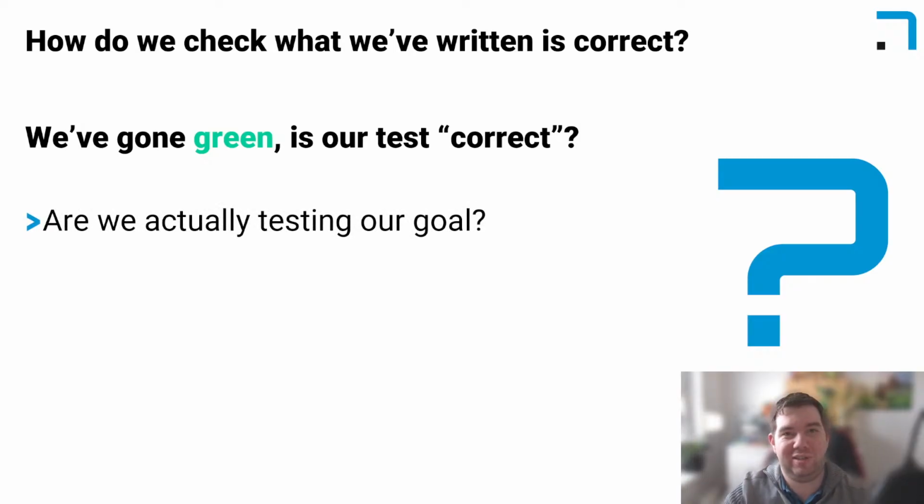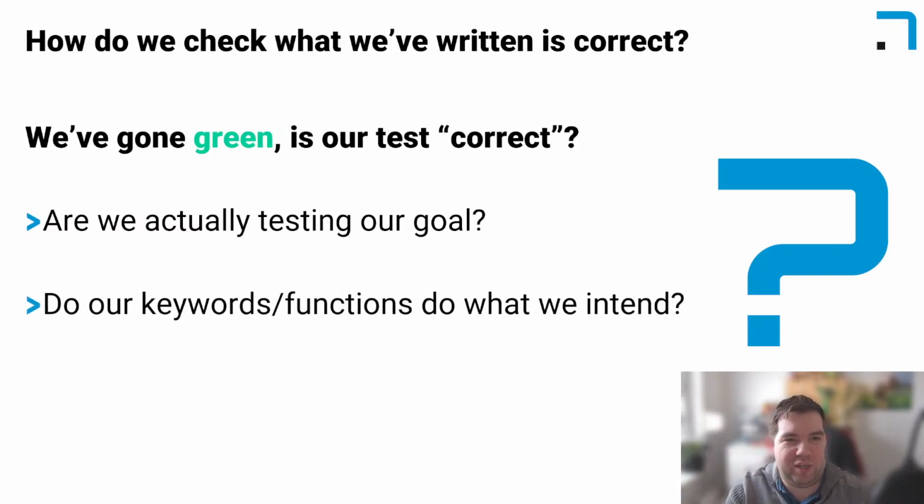First, are we actually testing our goal? Anyone can write a test that just goes green. It may not even check for something. It may not assert something. But even then, are we asserting the correct thing? Or are we just trying to check some other aspect of our test, which isn't actually that important or even relevant to what we're looking at?